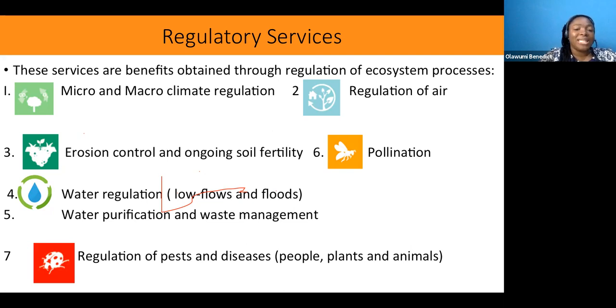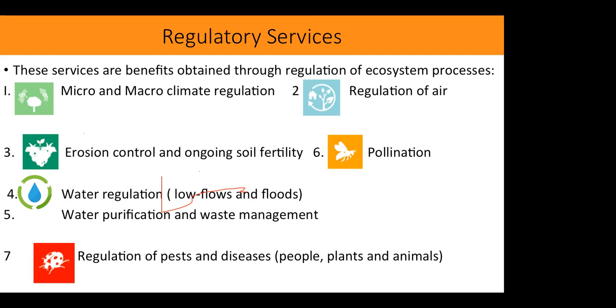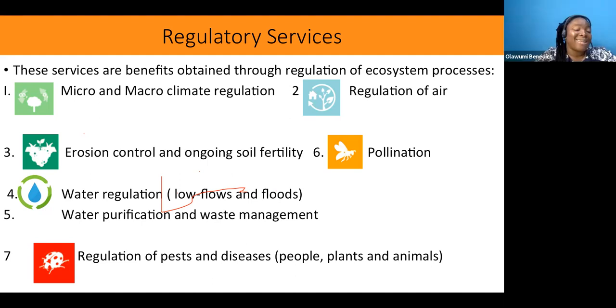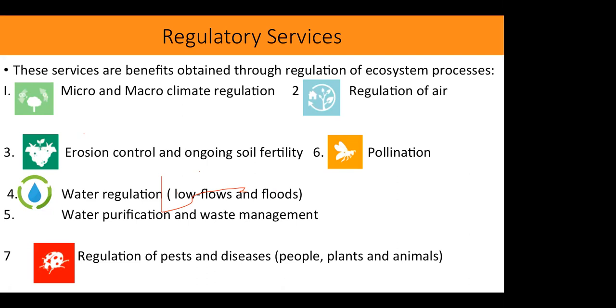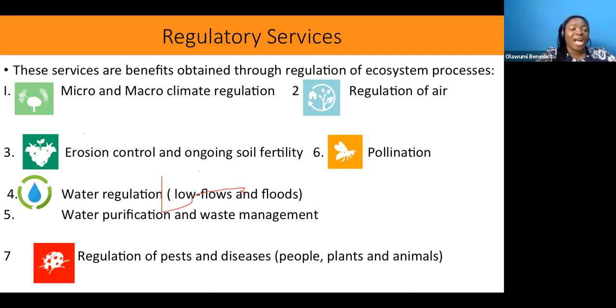We have the micro and the macro climate regulations already. The ecosystem influences climate at both the local and the global level. So what we do in our ecosystem, in our small farm, let me call it, whether it's 10,000 hectares, it's still small compared to the entire country where you are.